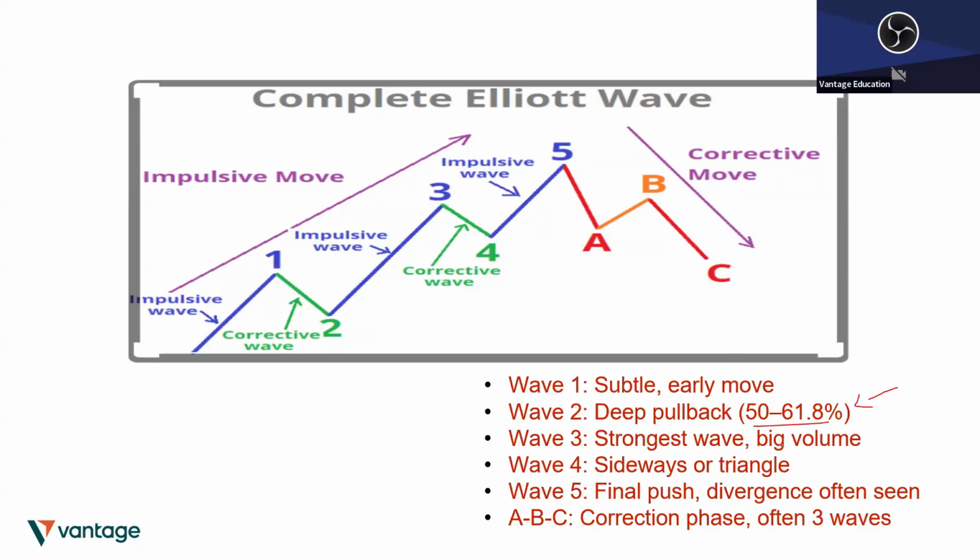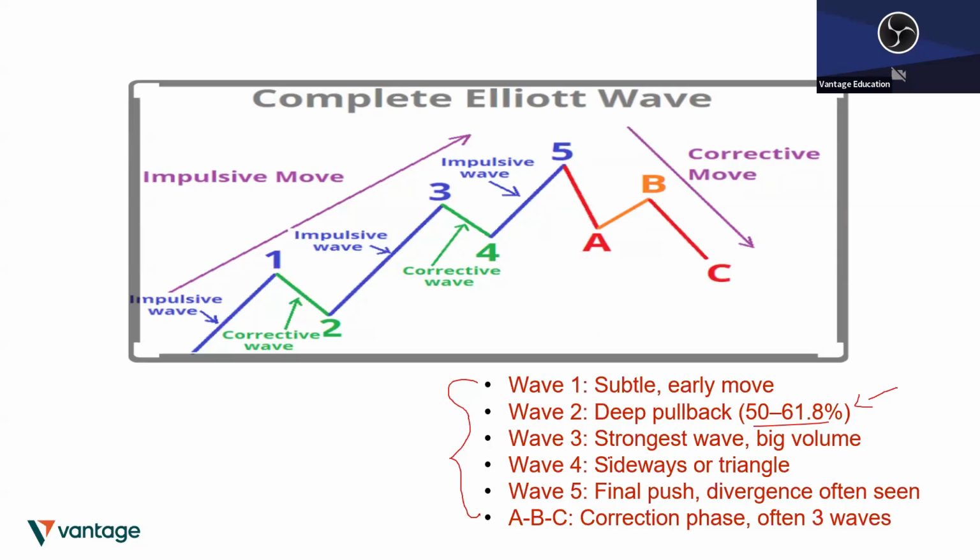Wave 3 is the strongest wave. It has the big volume, but it doesn't have to be the strongest wave every single time. As long as it's not the shortest wave, that's okay. These, by the way, guys, are just guidelines. Guidelines means that even if you don't follow them exactly, it doesn't mean you are on the wrong wave count. But guidelines are different from the golden rules, which cannot be broken no matter what. Wave 4 is the sideways or triangle.